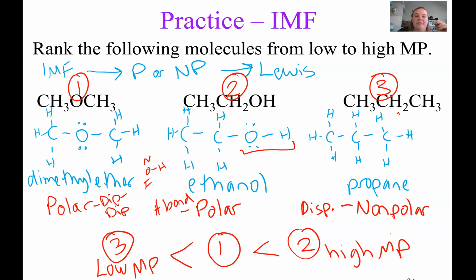So when you see this type of question, you need to draw Lewis structures, decide if it's polar or nonpolar, and then use that information to look at intermolecular force types. Dispersion forces are at the bottom of the list. Hydrogen bonds are at the top of the list in terms of strength.